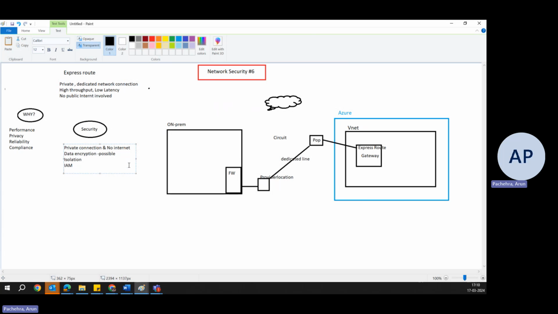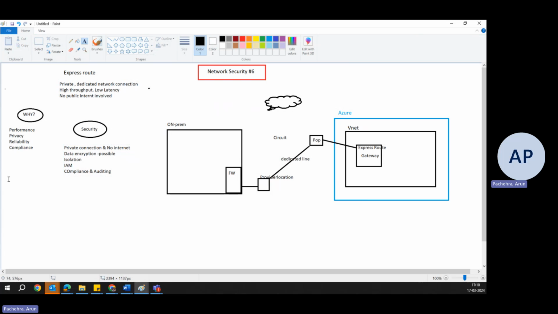And one more thing we can talk about is compliance and auditing. Why? Because ExpressRoute can help organizations meet specific compliance standards. That was one of the reasons to use it. By providing a dedicated non-internet path for data, and detailed logging and monitoring available through Azure, it can assist in auditing and compliance reporting as well. So these are the security aspects.